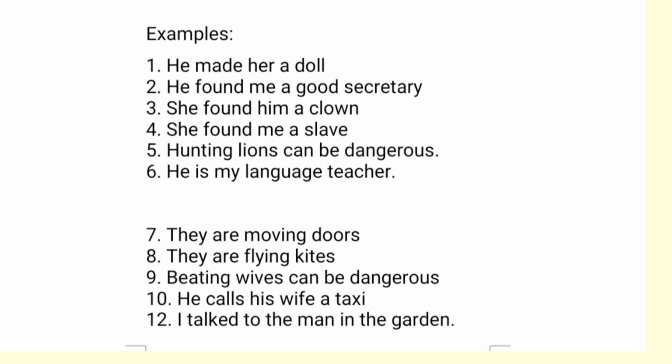They are moving doors. They are flying kites. Beating wives can be dangerous. He calls his wife a taxi. I talked to the man in the garden and she pinched her back. Now, all these examples are examples of structural ambiguity, and this type of examples have been already discussed in this video. So if you can solve them, it's very good. I think this is enough for today.